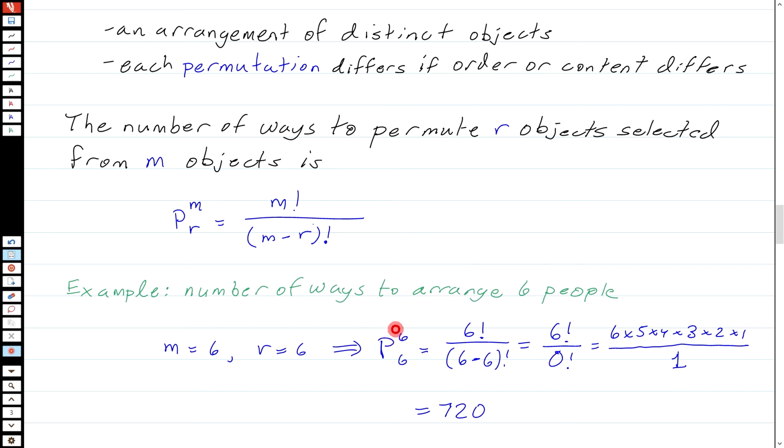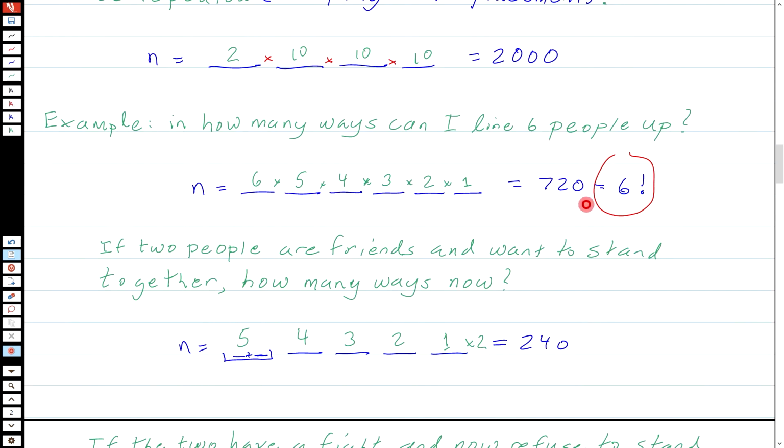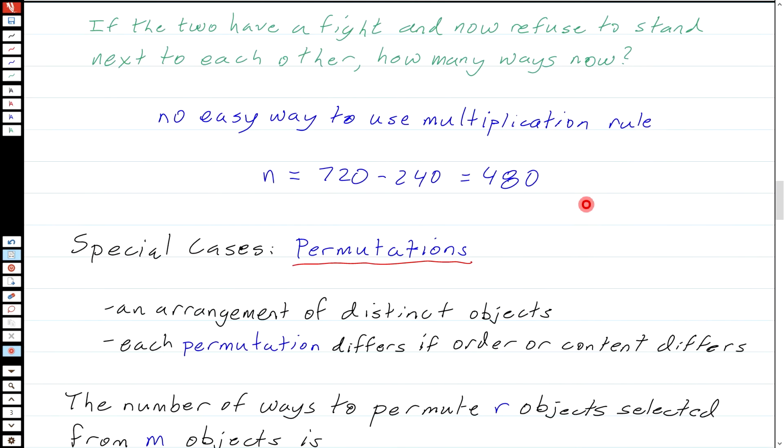And we're looking for the number of permutations of 6 people selected from 6. So plugging that into the equation here, we see M is 6, and we're going to select 6 objects, so R is 6. And that means P66 is 6 factorial over 6 minus 6 factorial. And just remember that 0 factorial is equal to 1. And 6 factorial we've already seen before is 6 times 5 times 4 times 3 times 2 times 1. And that's 720, which is exactly what we had earlier on in this question. 720 ways of lining 6 people up.